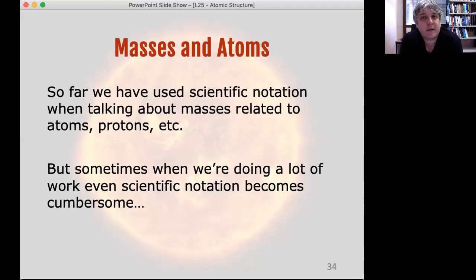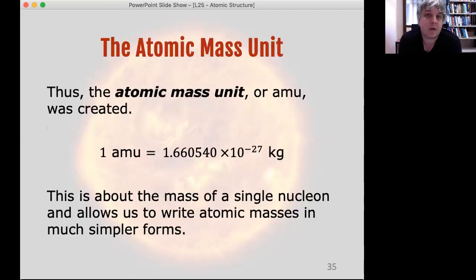So far, we've talked about scientific notation in this course quite a bit. We've talked about masses of protons and neutrons and electrons already in scientific notation as being around 10 to the negative 27 kilograms. But sometimes when we're doing a lot of work, even scientific notation becomes cumbersome. Having to write out times 10 to the negative 27 every time you write a mass will get very boring, very tedious, and quite messy, to be honest. So scientists came up with the atomic mass unit, or AMU.